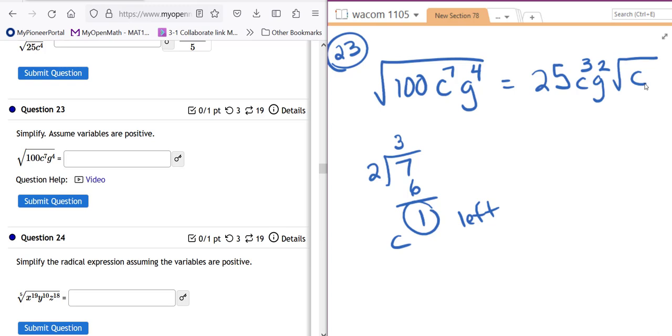And Mrs. H messed up right here. Square root of 100 is 10. It is not 25. That would nail you for that. Square root of 100 is 10. So hopefully we're good now. Okay.